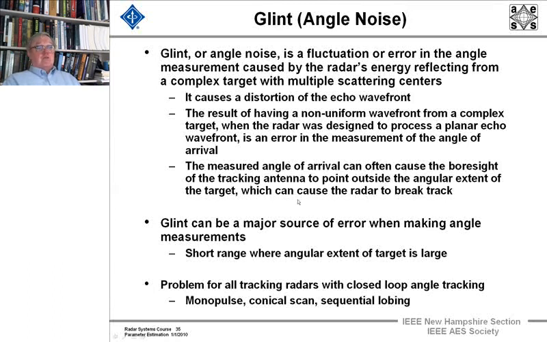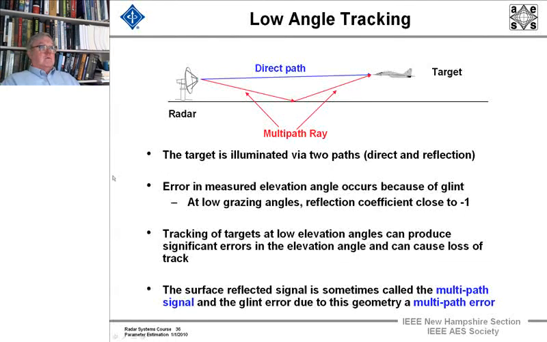It can cause you to break track when you're making angle measurements. And it's a problem at short ranges where the angular extent of the target is large, or you can have multiple targets within a given angle cell. And it's a problem for all tracking radars with closed loop angle tracking: monopulse, conical scan, and sequential lobing, which is a technique that we'll get to.